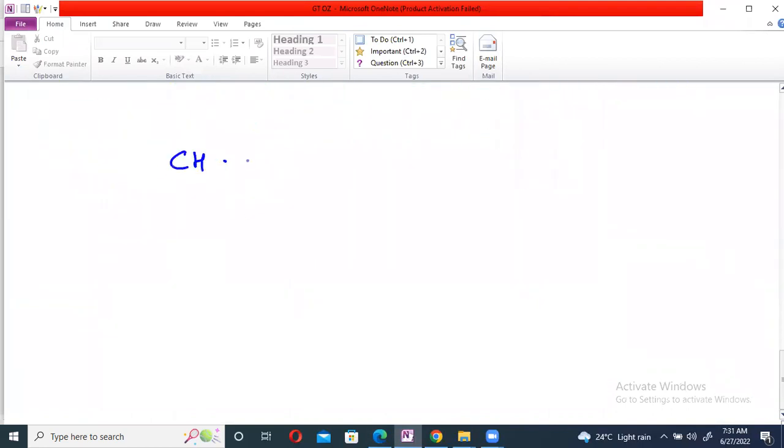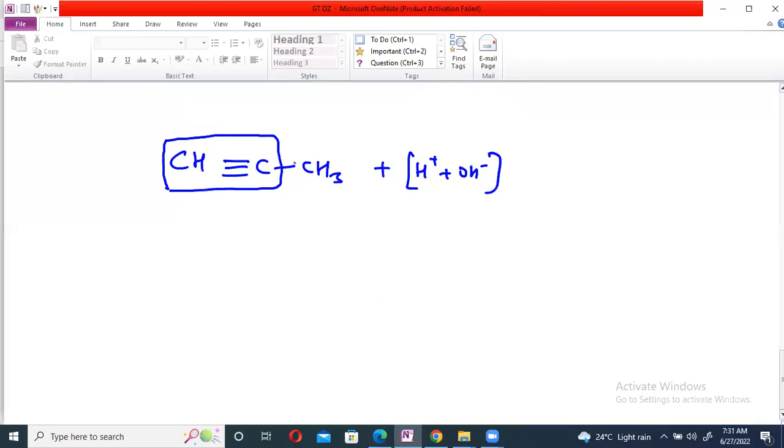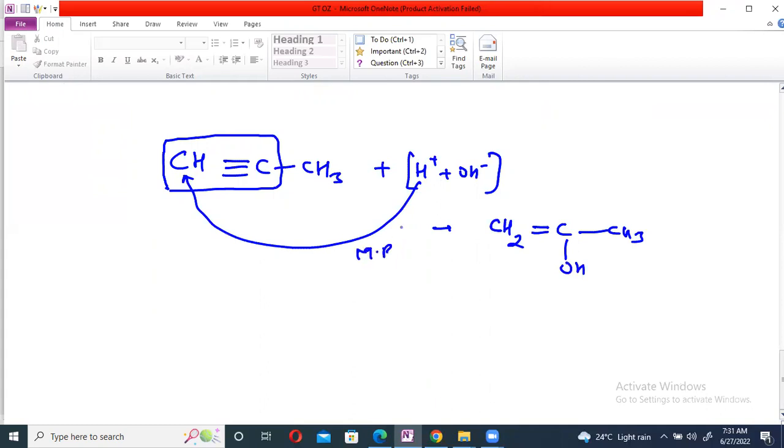See beta, here CH triple bond C and CH3. When you are adding the water, beta, water means H plus and OH minus. It follows Markovnikov rule. Positive part of the attacking reagent attaches itself to that double or triple bonded carbon which has more number of hydrogen. So H plus will attack on this carbon. But as it attacks on this carbon, it becomes CH2, it becomes a double bond, right? Now my OH will attack on this carbon because it follows Markovnikov rule. Positive part of the attacking reagent attaches itself to that carbon which has more number of hydrogen.